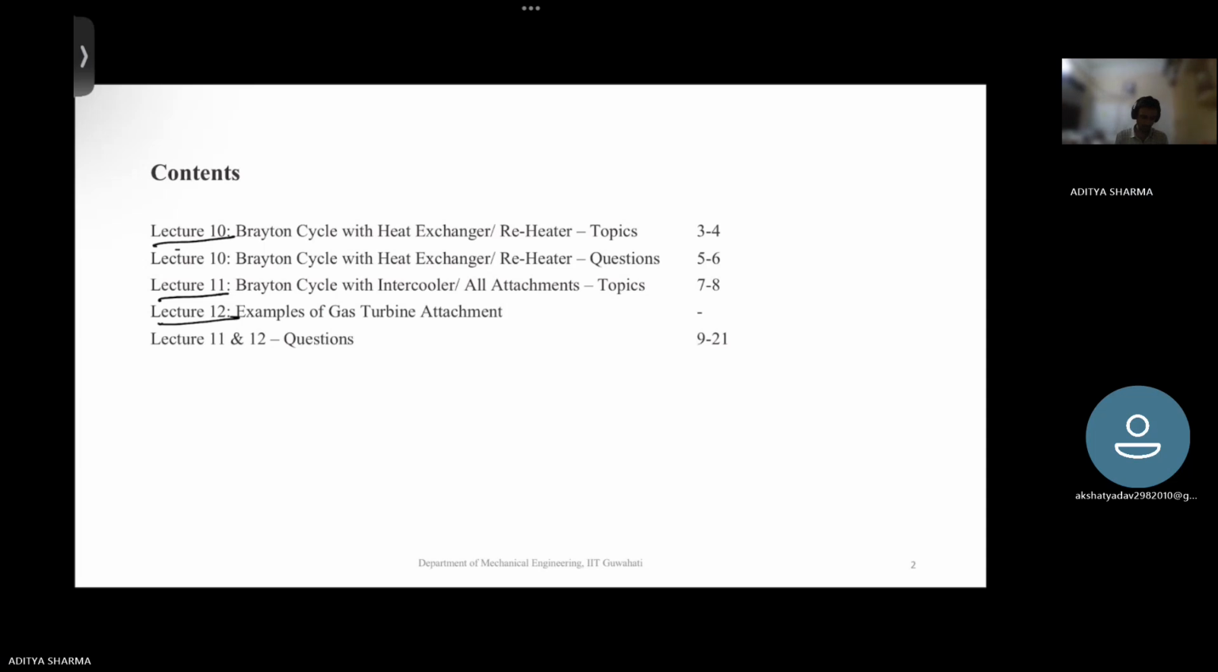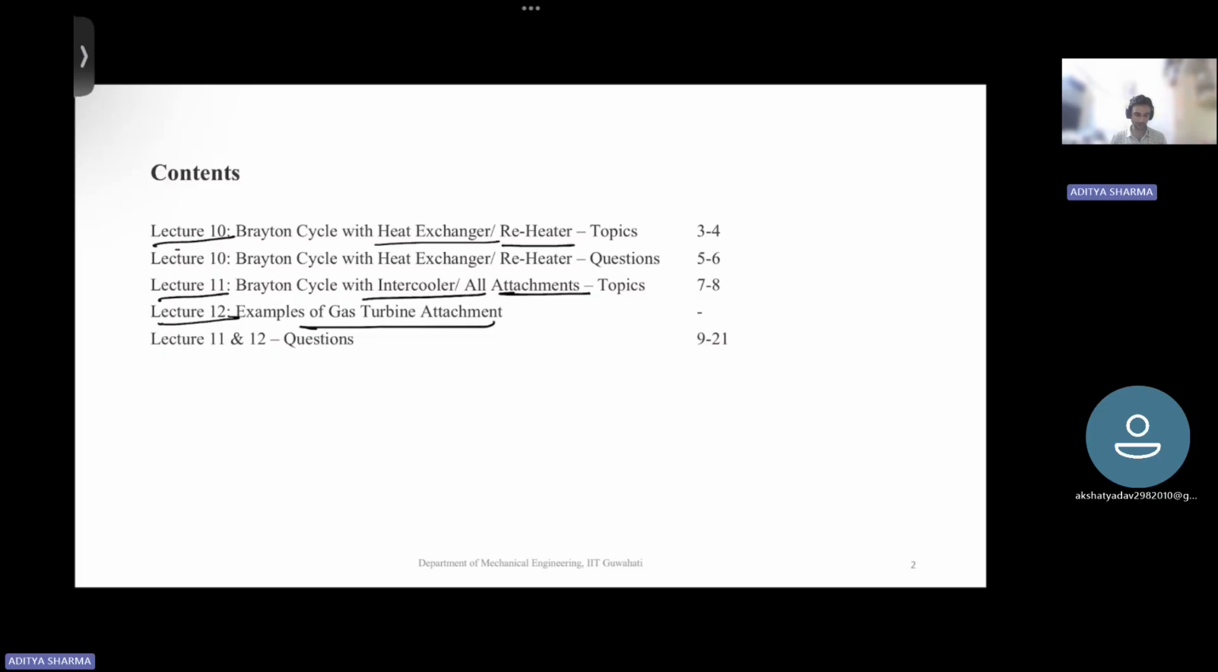Lecture 10 caters to the discussion related to heat exchanger and reheater, and lecture 11 is on your intercooler. And if all the attachments are attached to your gas turbine cycle, how the Brayton cycle behaves or looks like has been discussed in lecture 11. Then problems based on these two topics discussed in lecture 10 and 11.